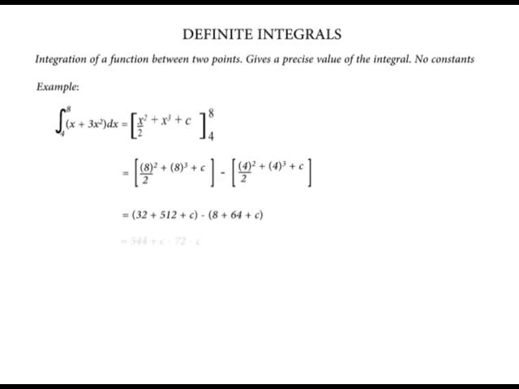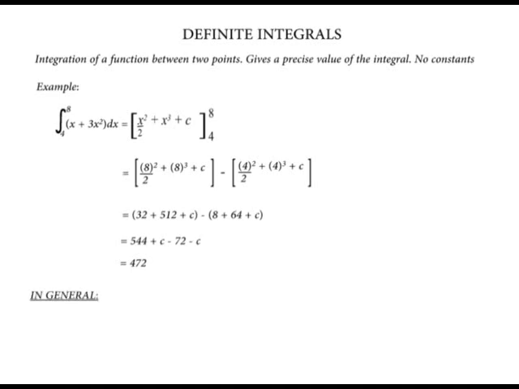We continue, we shall have 544 plus c minus 72 minus c, and that will give us 472. You notice that the integration constants disappear with definite integrals, and so you don't have to write them.